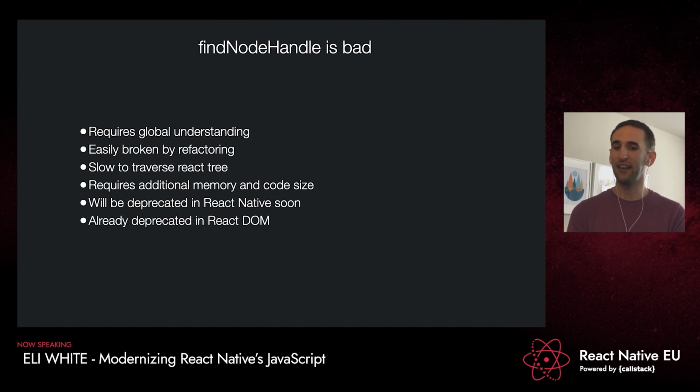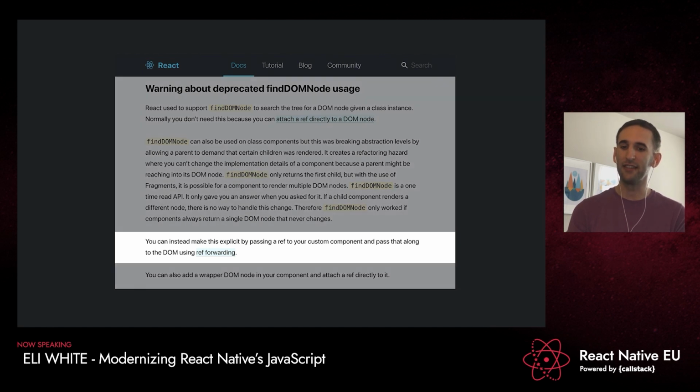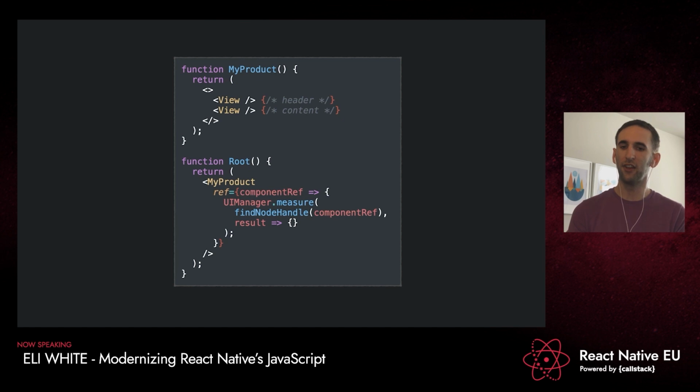findNodeHandle is actually already deprecated in React DOM. It's not called findNodeHandle in React DOM, it's called findDOMNode, but it's deprecated for the same reason. And they recommend on the React website that instead of using findDOMNode, you use ref forwarding. So let's go back to our example and take a look at what ref forwarding means.